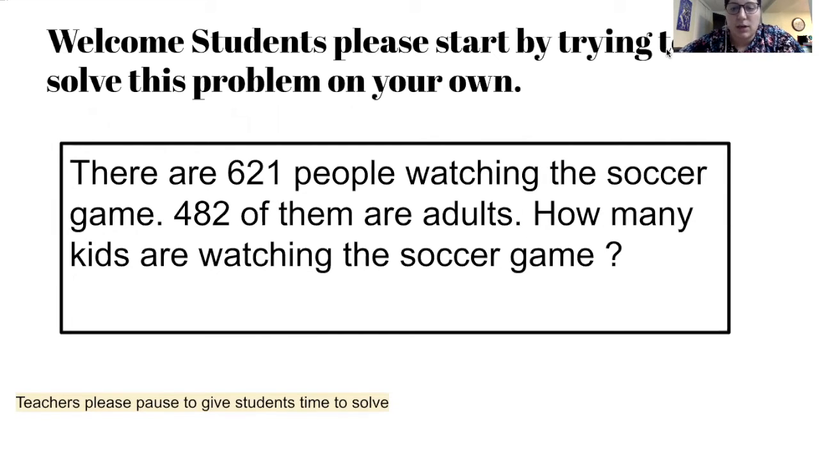So before we get started, I want you to try one on your own. I want you to try this problem here. There are 621 people watching the soccer game. 482 of them are adults. How many kids are watching the soccer game? Use any skills and strategies from before to solve this problem.